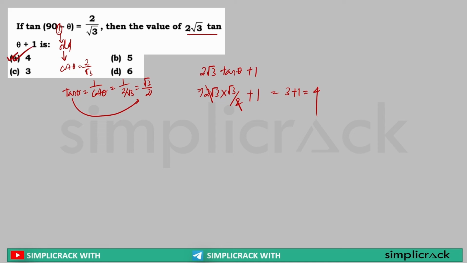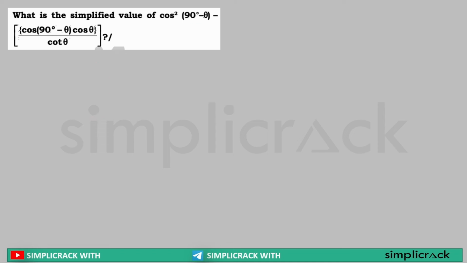Clear? Yes or no? So this is how you can directly find the answers. But you need to understand the basics, and this sort of question will come multiple times in your examination. Let's see one more. What is the simplified version of this? Cos square of 90 minus theta. 90 into 1, that means this will become sine. So this is sine square of 90 minus theta, that means quadrant 1. So positive, sine square theta.